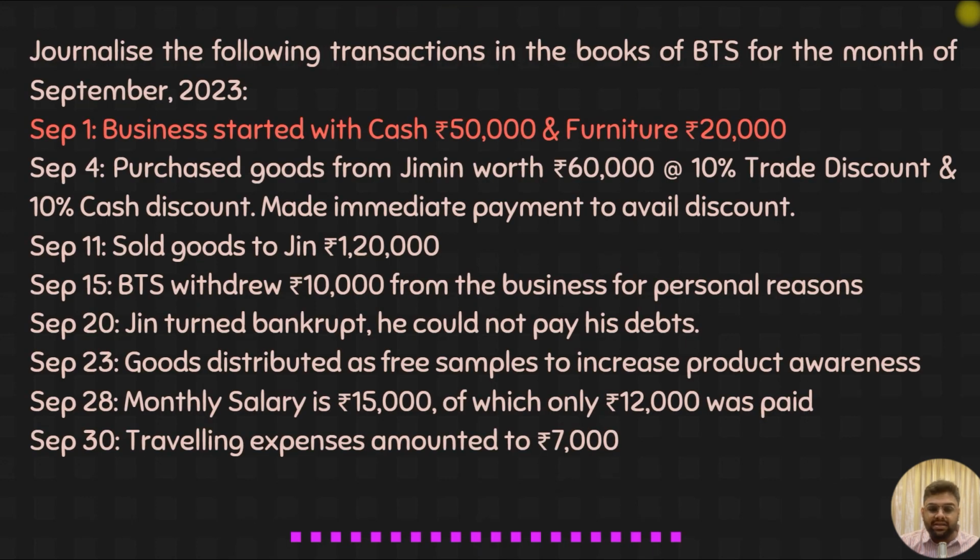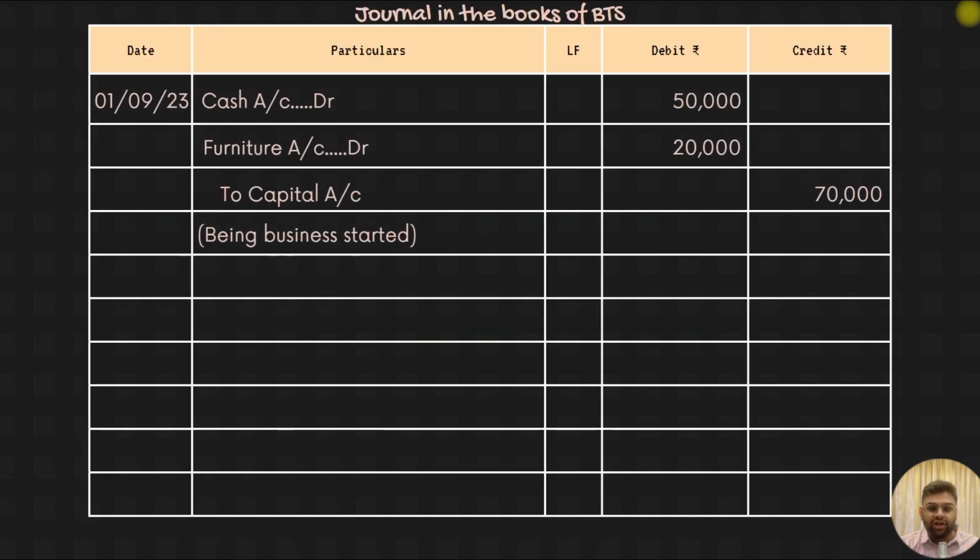September 1. Business started with cash rupees 50,000 and furniture rupees 20,000. In this situation, we will not create 2 accounts. We will create 3 accounts. Cash account, furniture account and capital account. The journal entry will look like this. Cash account debit, furniture account debit, to capital account, being business started.